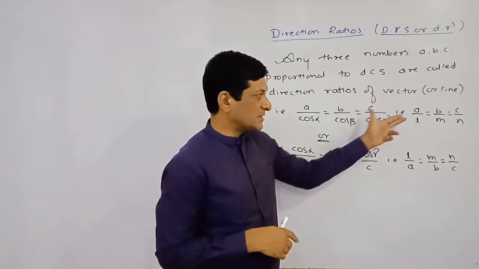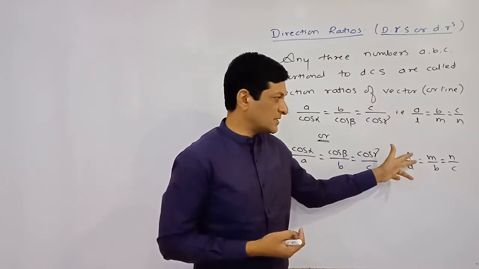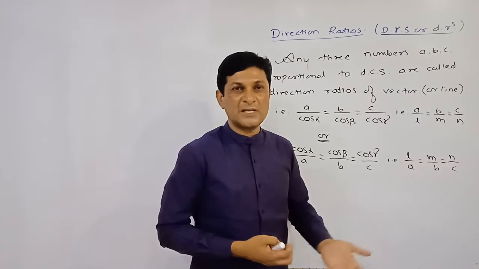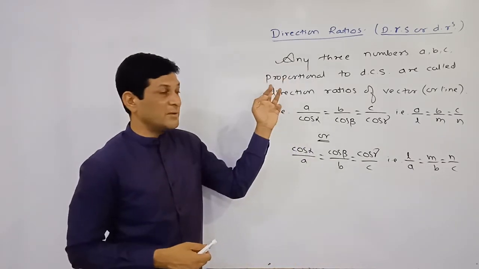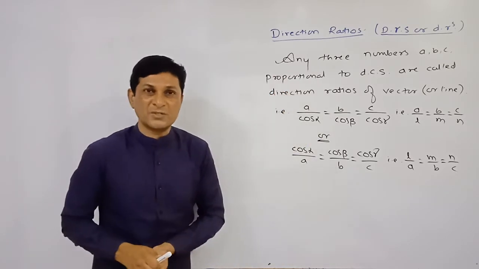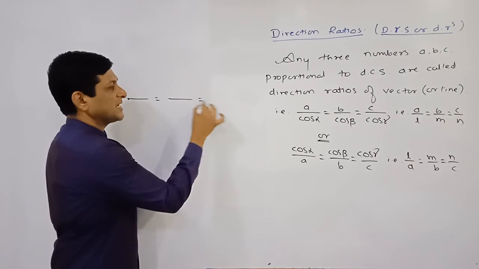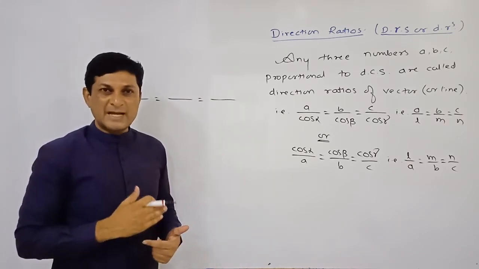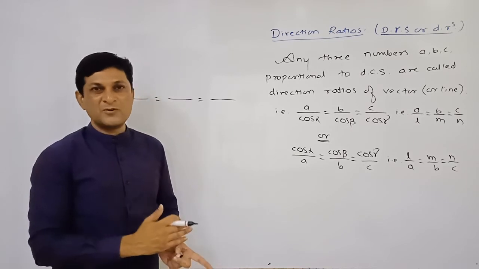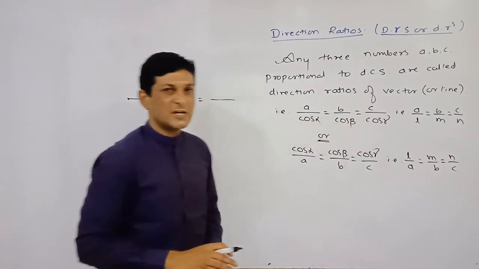This condition is satisfied if a, b, c are the direction ratios. Now again, try to understand: any three numbers a, b, c proportional to direction cosines. First, just try to understand: if the direction cosines are known to us, meaning if alpha, beta, gamma, the direction angles, are known, we are able to find the direction cosines, that is cos alpha, cos beta, cos gamma.